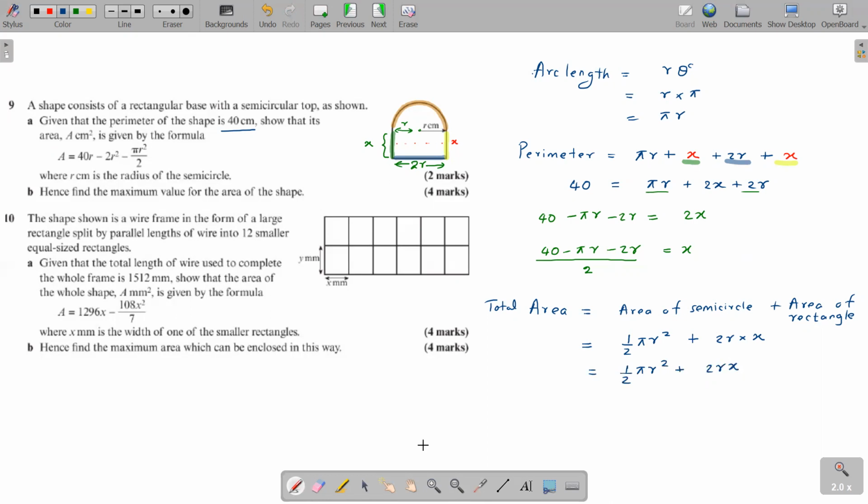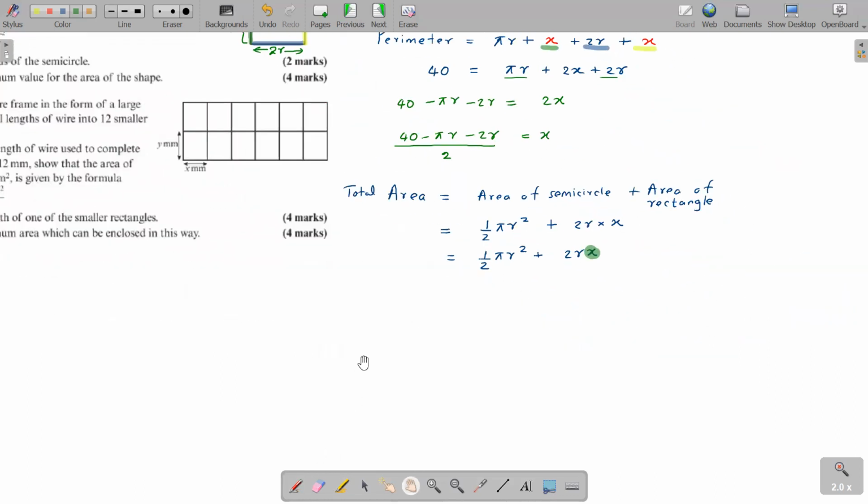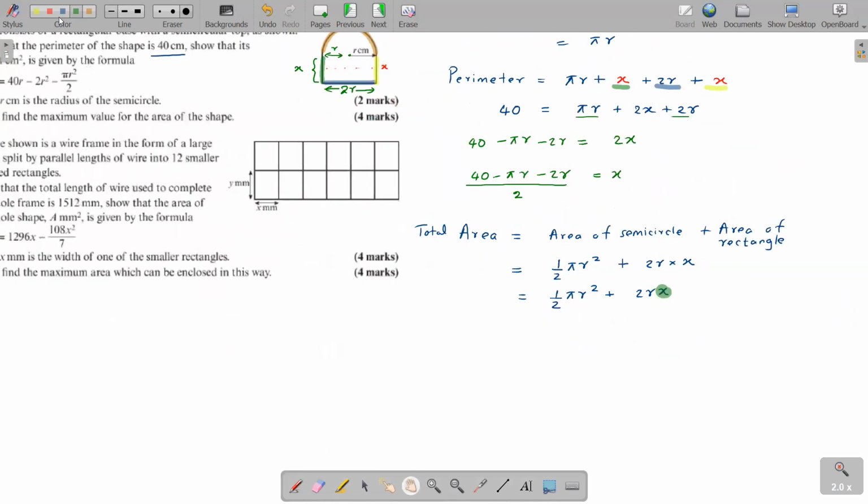Okay, so now, you can see the show that has no letter x in it. I have to get this particular show that. So what do we do? Replace our x. We have the x value here. Replace the x with what we found above.